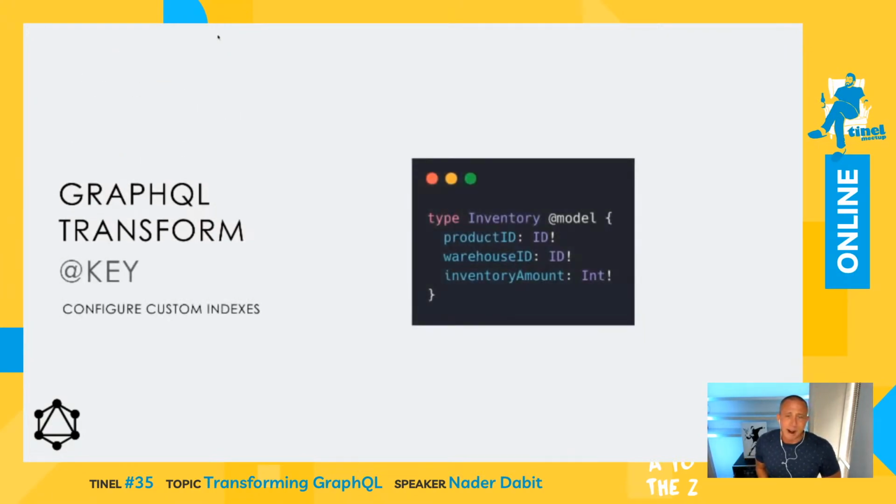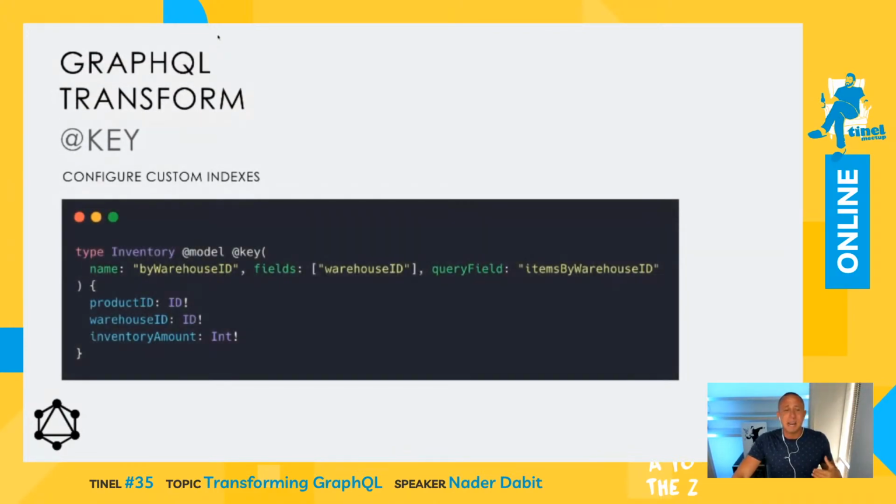Another one that's pretty powerful is for modeling additional data access patterns. So it's using this @key directive. So let's take this base type of inventory. As it is, we're only going to be able to query inventory by ID or to get all of the inventory, but we probably want additional access patterns. And in this example, let's say we wanted to query inventory by the warehouse ID.